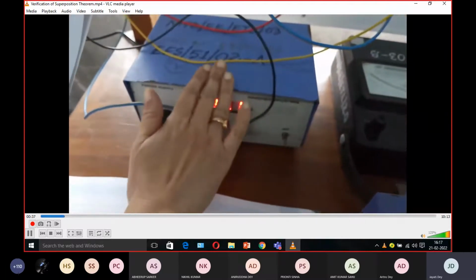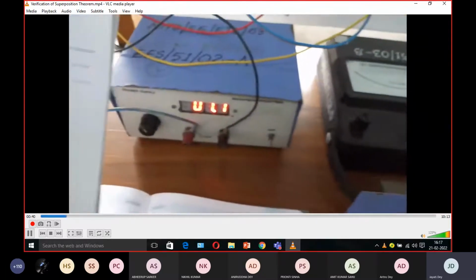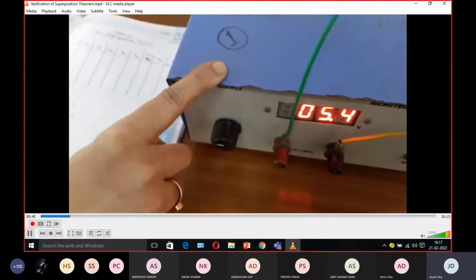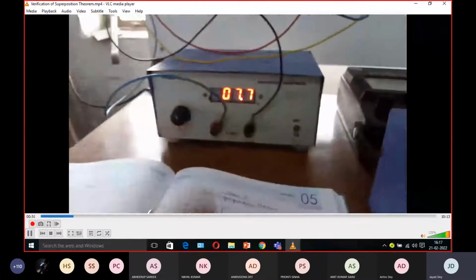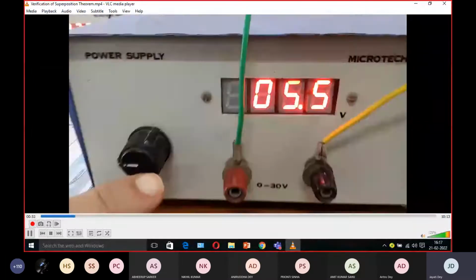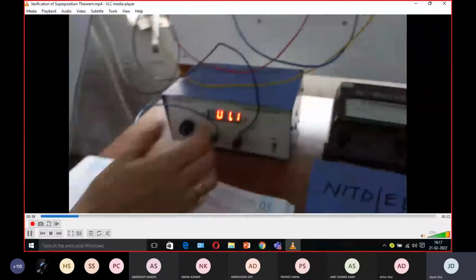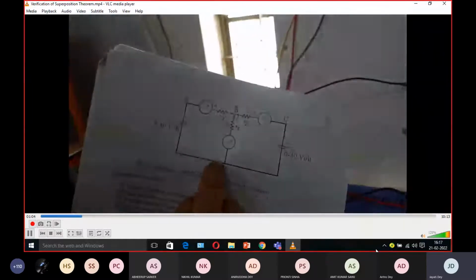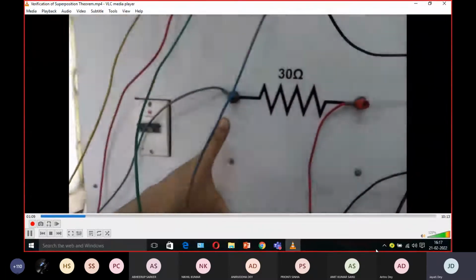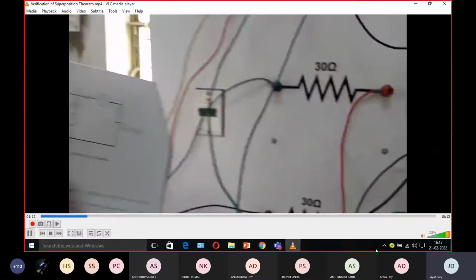You can see here in the experimental setup, these are two sources. This is the first one as shown over here, and the second source is this. Now you can see the first source is showing 7.7 volt, which we are keeping, and the second source is 5.5 volt. Now I'm coming to the connection. First of all, this A point is coming here and this is coming here. So we are giving the sources across these two terminals.